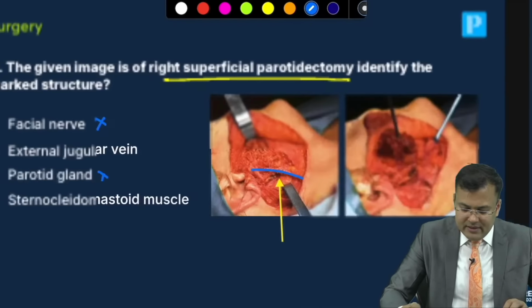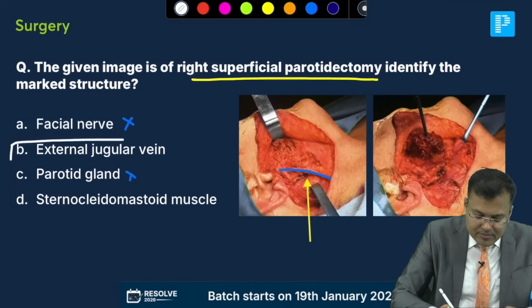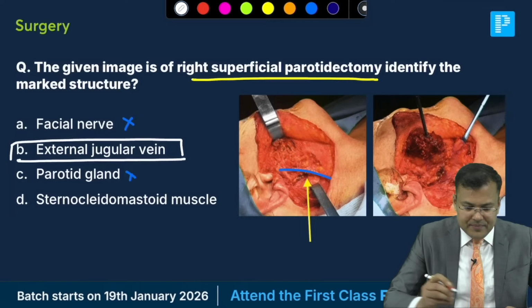So, name of this vein? This is the external jugular vein. So, the correct answer here is option B. This is the external jugular vein.